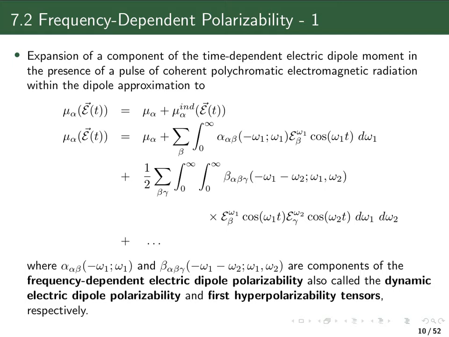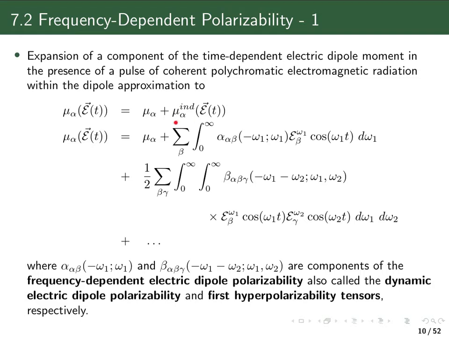So we are looking at coherent polychromatic electromagnetic radiation, and we're making the dipole approximation, which means that the electric field is oscillating with time, but it's constant, again uniform, over the extent of the molecule. So now we have a dipole moment which is perturbed by an oscillating electric field. And therefore, we will generalize this expansion from chapter 4 to be, again, the permanent dipole moment plus an induced dipole moment, but now induced by this time-dependent external field.